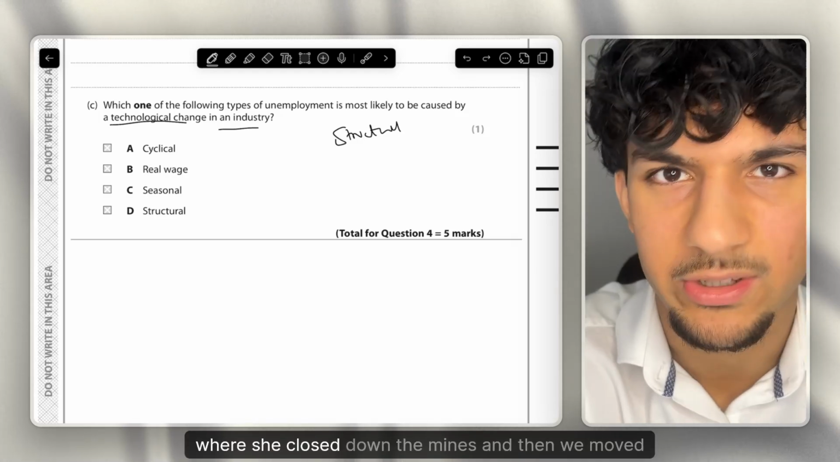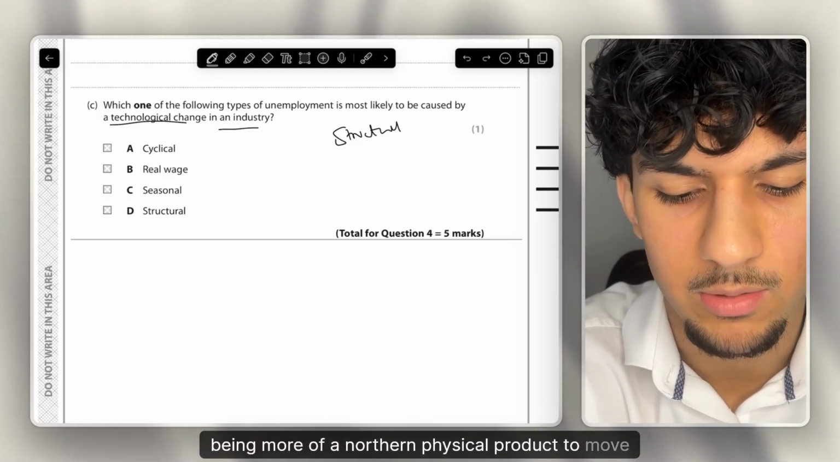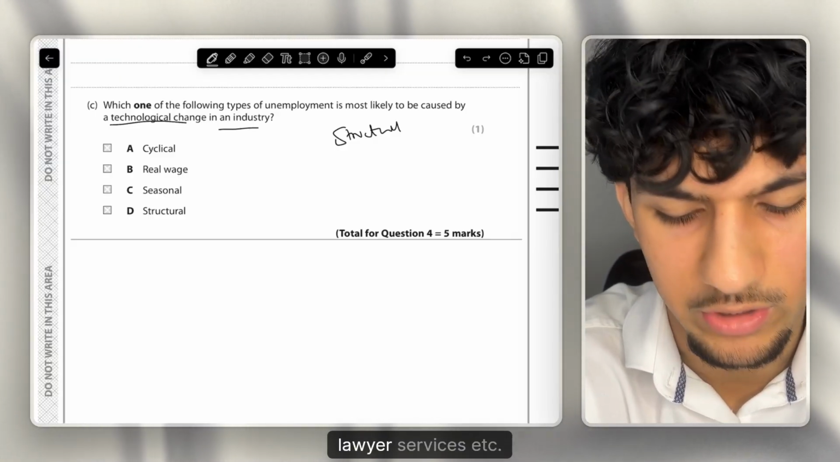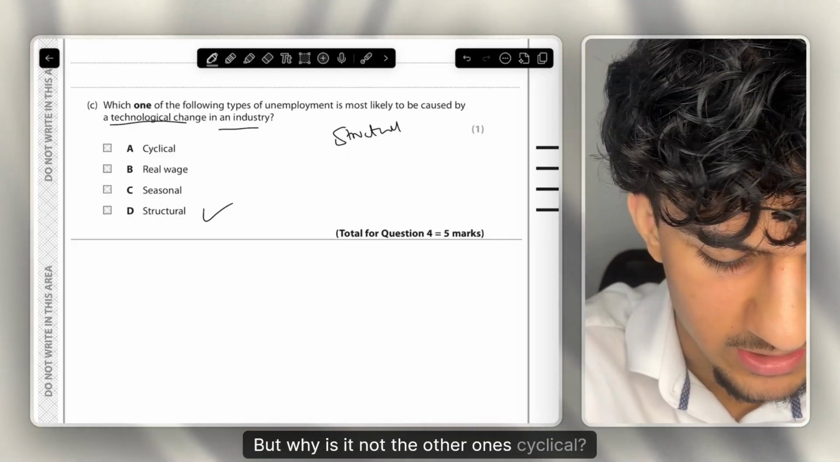But where she closed down the mines, and then we moved from being more of a northern physical product economy to more financial services, London, accounting, lawyers services, etc., etc. But yeah, the answer there would be structural, of course. But why is it not the other ones?